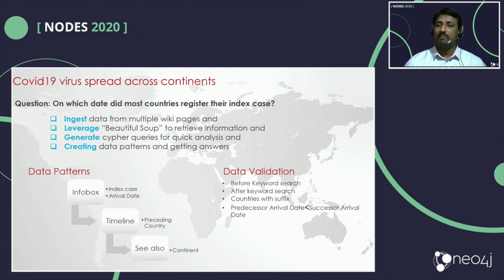From the timeline section in every Wikipedia coronavirus spread page, we need the preceding country information, like the virus transmission from one country to another. So for this, we find this information in the timeline section. This should be done very carefully because data validation is very important here, where we identify using some before keyword and afterward keyword search and all. So for example, countries with suffix. So there might be a traveler from one country to another.